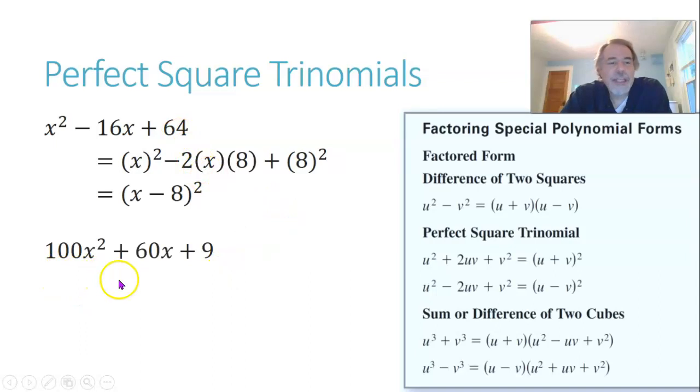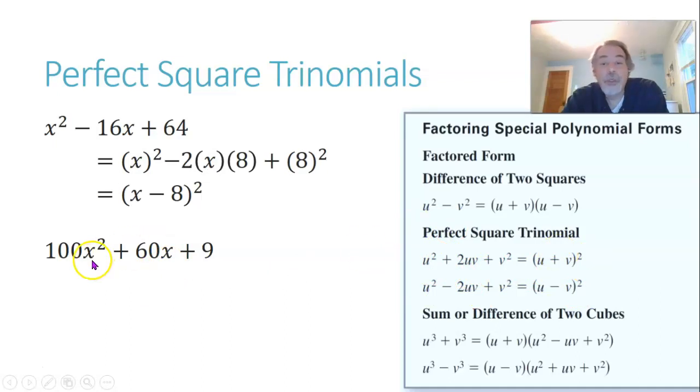So here's another example. Can you see whether this fits that kind of a pattern? The term at the beginning is a perfect square. So it would be if you started with 10x and squared that. The thing at the end is a perfect square. If you started with 3 and squared that, that's 9. And if you multiply those two things together, a 10x times a 3, that would be 30x. And then the thing in the middle is 2 times that. It's two 30x's, so it's 60x. So it does fit the pattern.